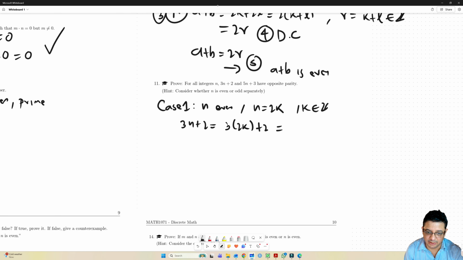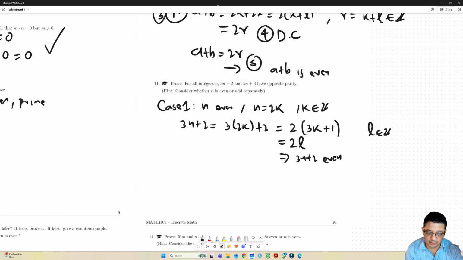And I can just rewrite this, I can factor out 2. And this will be 2 times 3k plus 1. Now, this means because k is an integer, 3k plus 1 is going to be an integer. And so l is an integer. And so this means that this is even. 3n plus 2 is even.